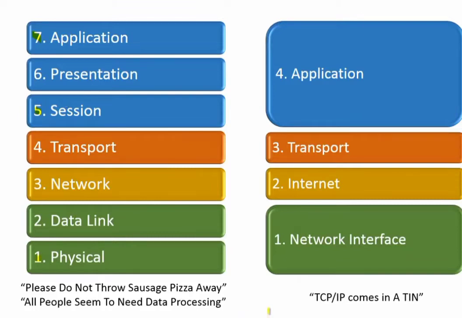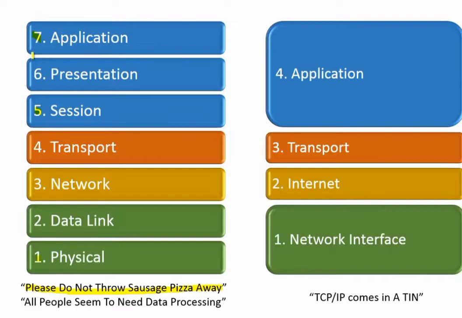One way of remembering the sequence of these layers is by using mnemonics. One of the most popular mnemonics to remember the OSI reference model is the one given here. If you remember, please do not throw sausage pizza away. You can remember the first letter of the layers from the bottom up. So please do not throw sausage pizza away. It's PDNTSPA.